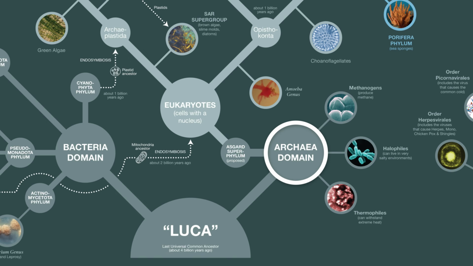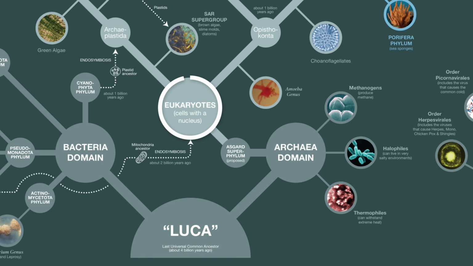In fact, they include some of the most extreme forms of single-celled life, such as those that live in super hot environments called thermophiles, and those that live in super salty environments called halophiles. However, archaea also includes a proposed superphylum called Asgard, named after the home of the gods in Norse mythology. It's from Asgard cells that the very first eukaryote cell is thought to have developed, around 2 billion years ago.